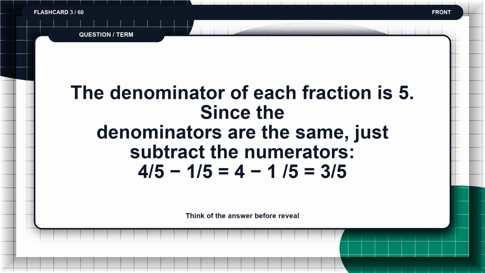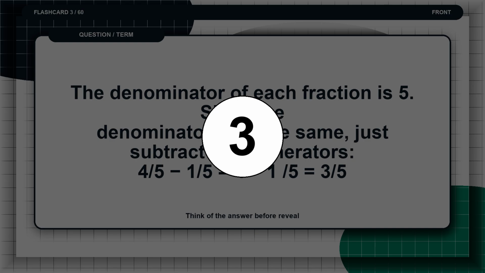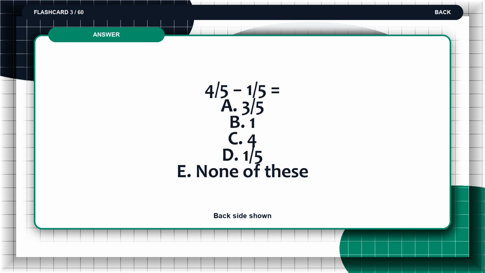Flashcard 3. The denominator of each fraction is 5. Since the denominators are the same, just subtract the numerators. 4/5 minus 1/5 equals (4 minus 1)/5 equals 3/5. Think of the answer before the reveal. The answer is: 4/5 minus 1/5 equals A. 3/5, B. 1, C. 4, D. 1/5, E. None of these.